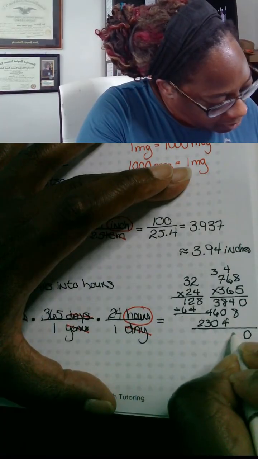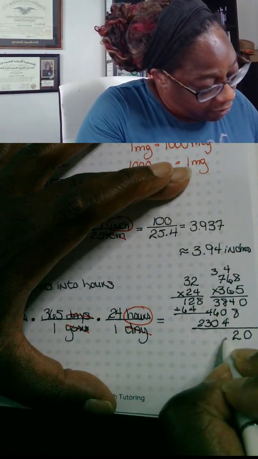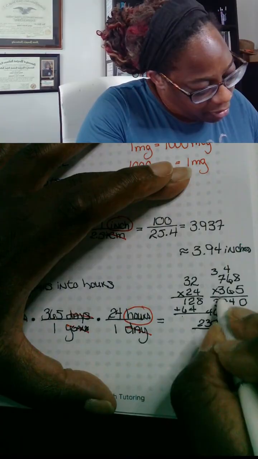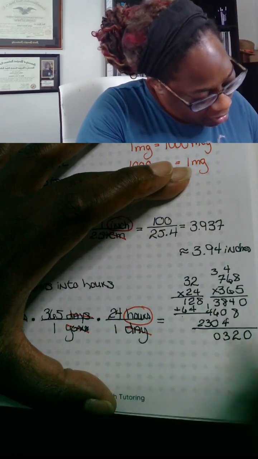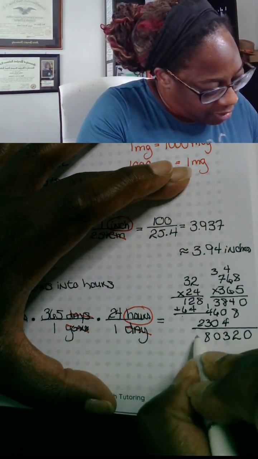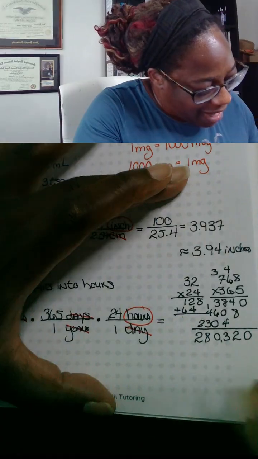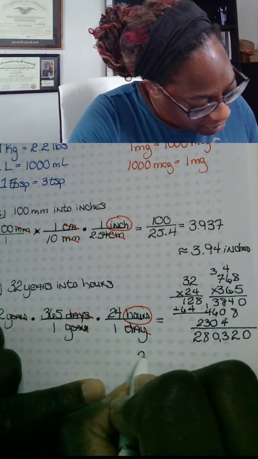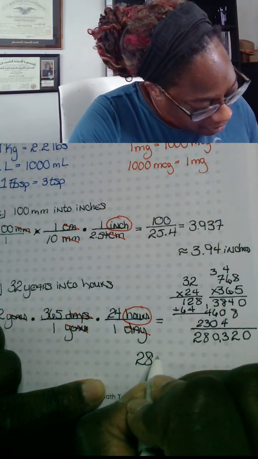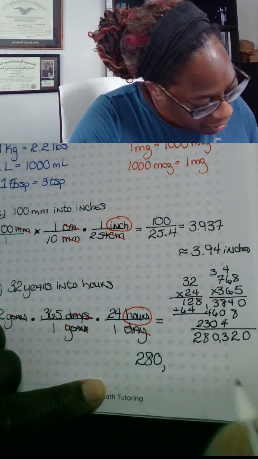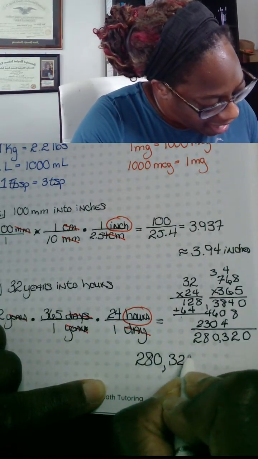4 plus 8 gives me 12. Carry the 1. 8 and 5, that would be 13. Carry the 1. 6 and 3, 9, that makes it 10. Carry the 1. Then we got our 8. Then we have our 2. All right. So yes, right now, this is what we have. If you're 32 years old, if it was to today, you would have been on this planet for 280,320 hours.